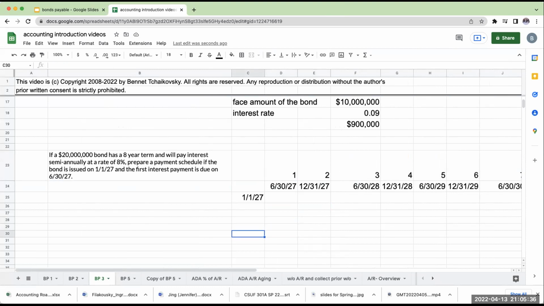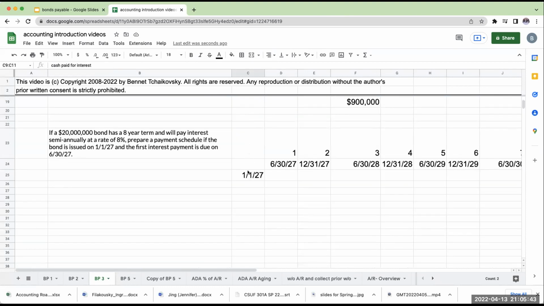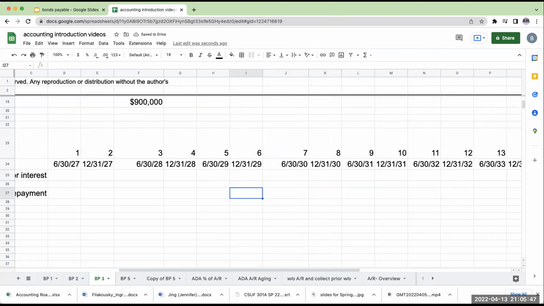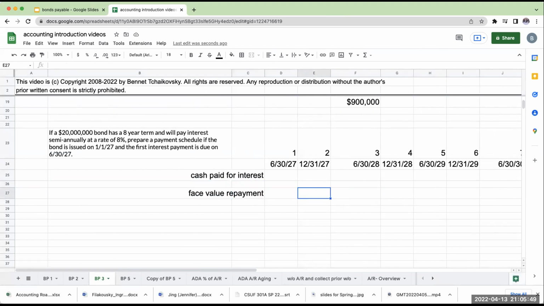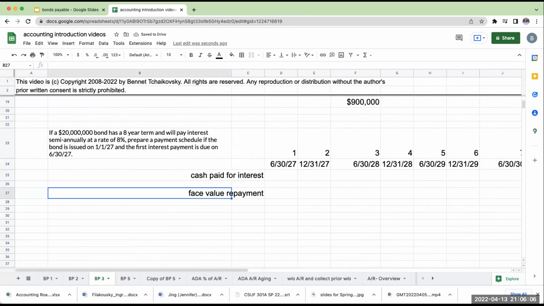So let's figure out what the interest payment is going to be. So right over here, well, let's do the easy part first. The face value of the repayment for this bond is going to be $20 million, right? I know I'm going to have to pay that right at the end of 8 years. That's going to be the amount that I'm going to be repaying at the end of 8 years, right? So over here, 20 million bucks.